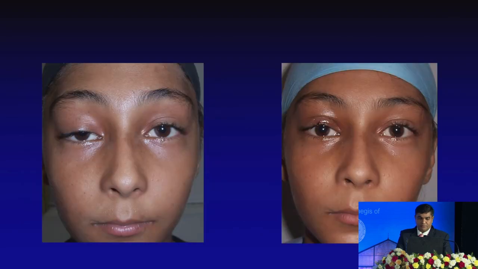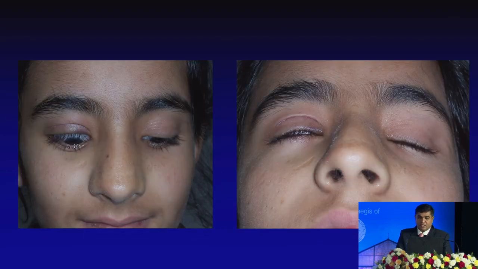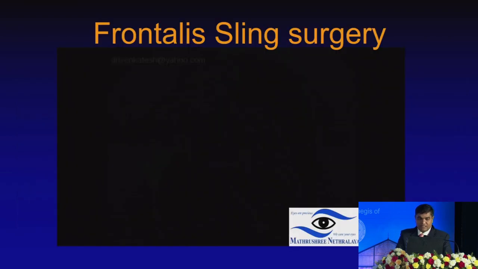This is a congenital simple ptosis, pre and post. Always explain this to the patient before surgery. After ptosis surgery, they will have more prominent lagophthalmos and lid lag. Frontalis sling surgery: whenever there is poor LPS function, we do the frontalis sling surgery.